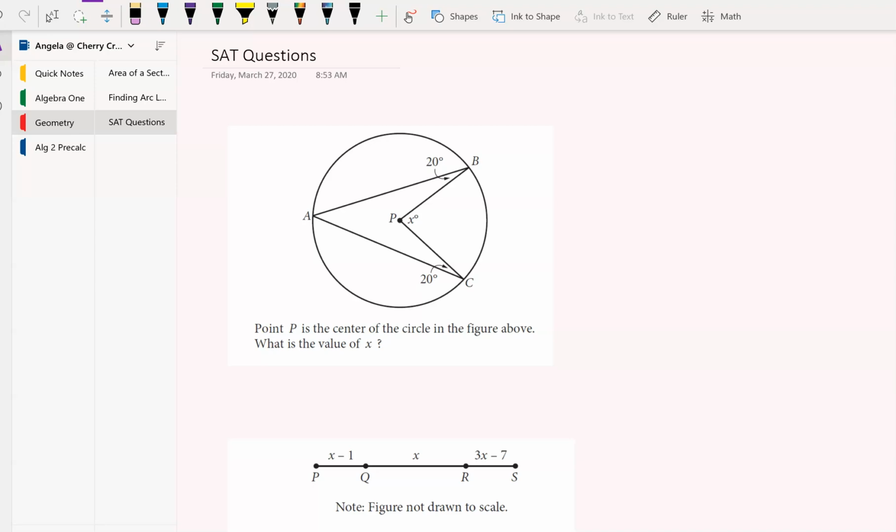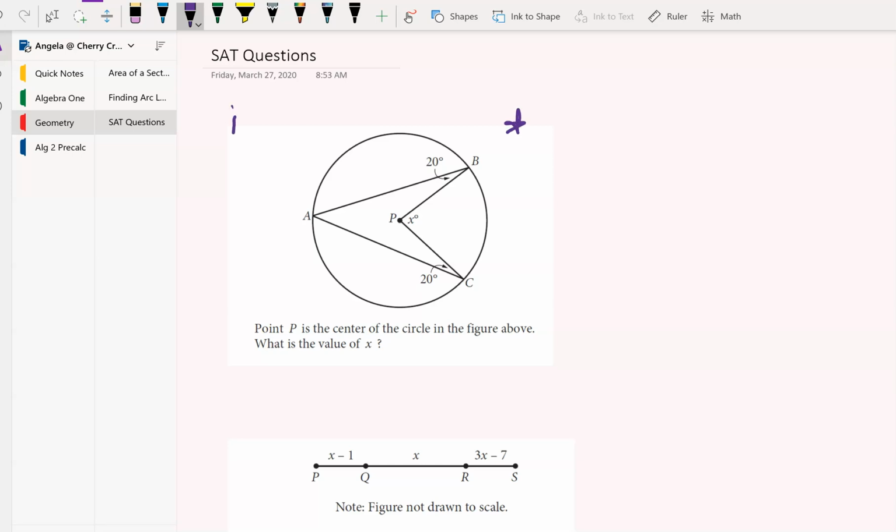There's no harm in doing lots of practice to get ready for your SATs when you get ready to take them. So I picked 3 questions here, and we are going to go through them together and see what happens with these. Some good things to remember. My geometry class a little while ago was working on central and inscribed angles, and that is what we see happening with this particular question right here.